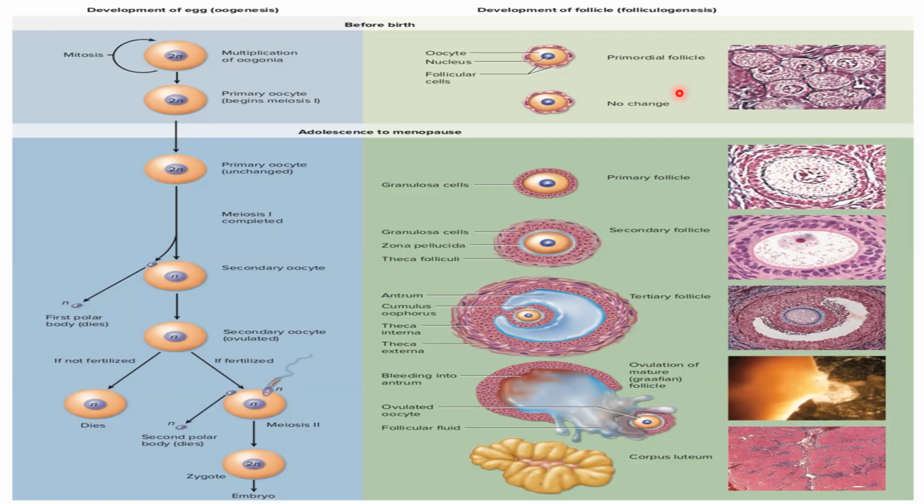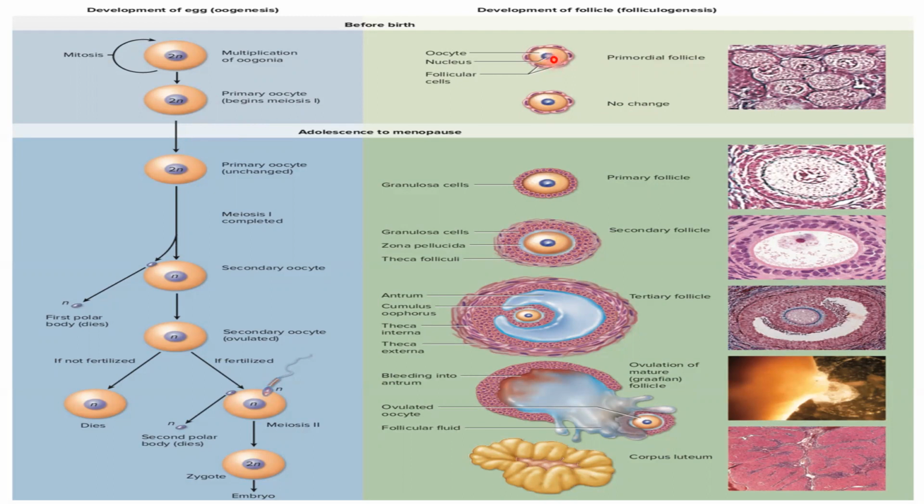Now here what happens? Primordial follicle will consist of many oogonia, and these oogonia will undergo mitosis to form primary oocytes. Primary oocyte will just begin meiosis 1. You have to remember, it will just begin meiosis 1. During this time, there is no change in the primordial follicles. See, this is the oocyte inside.